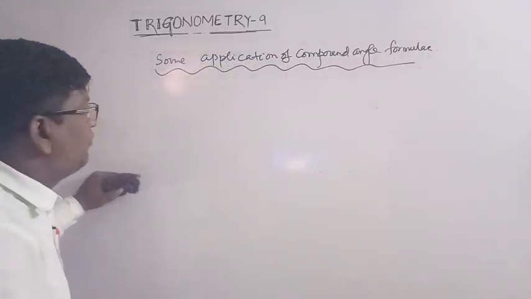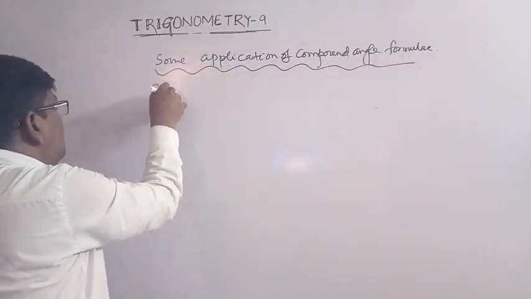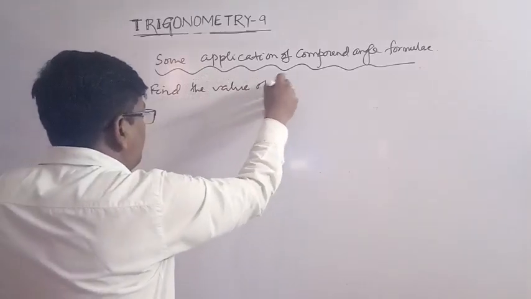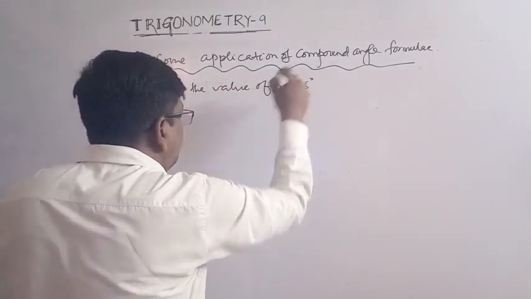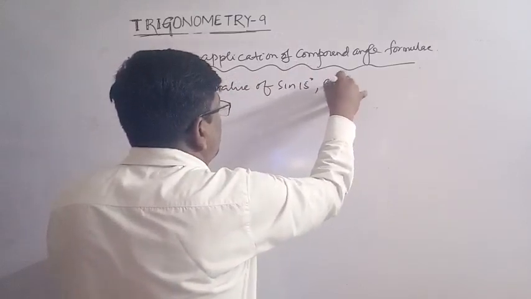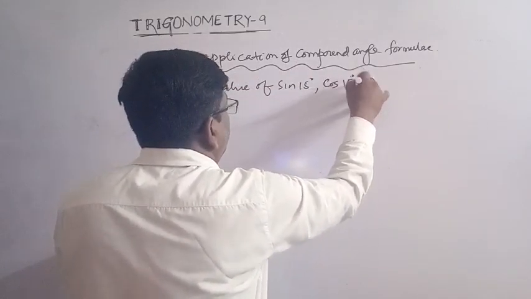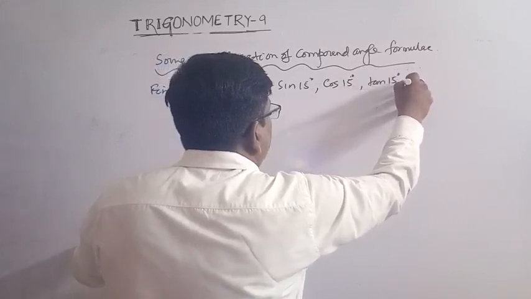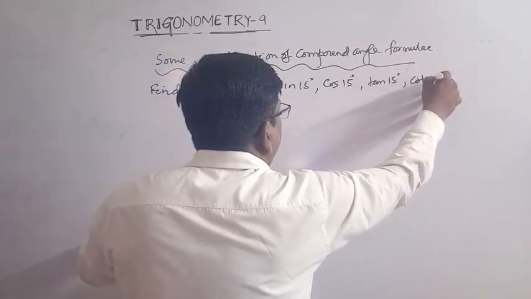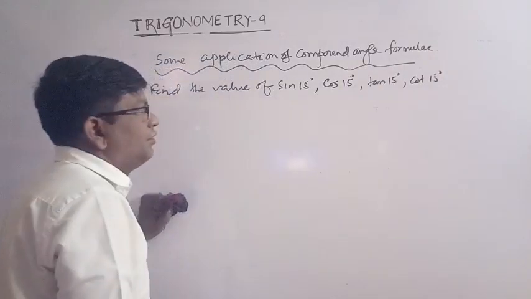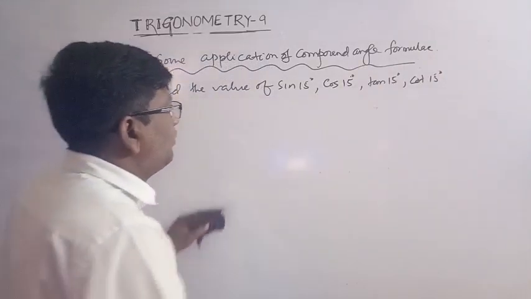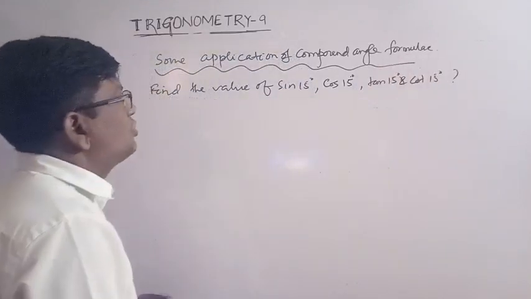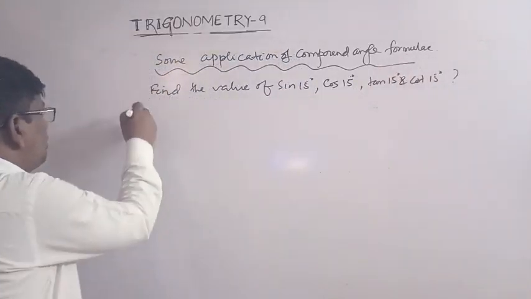Find the value of sin 15 degree, cos 15 degree, tan 15 degree and cot 15 degree. Okay, find the value of this. This is the question. Solution.